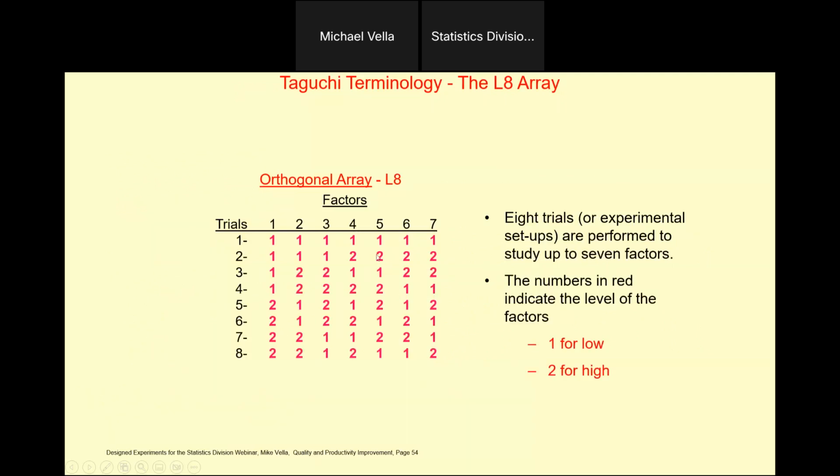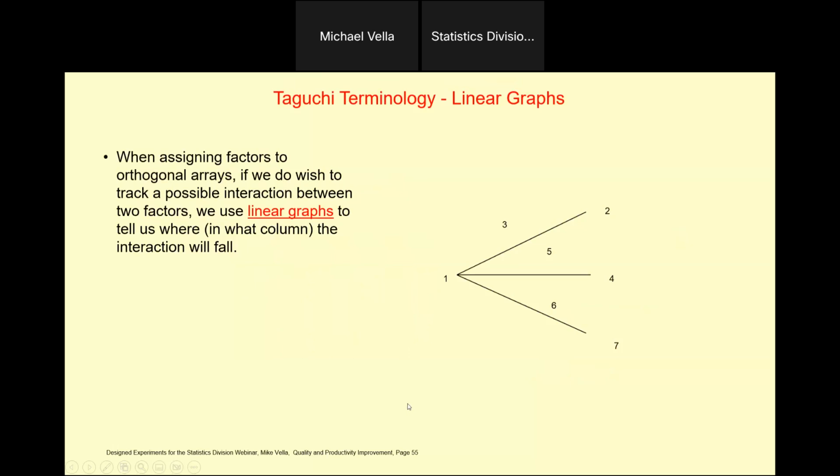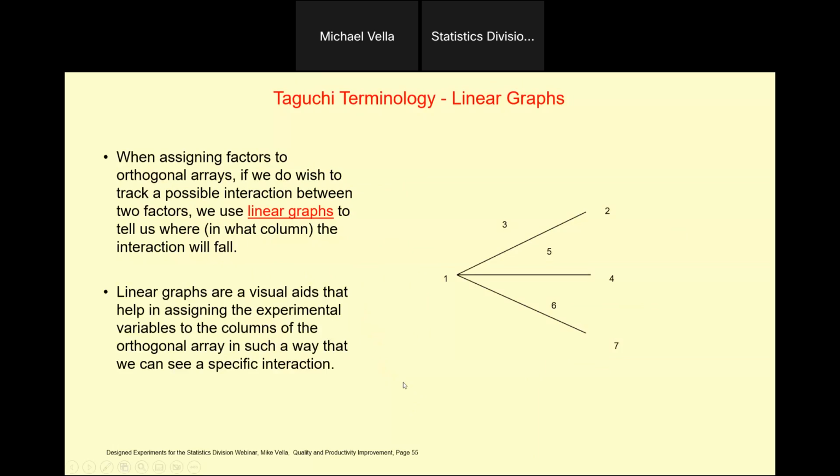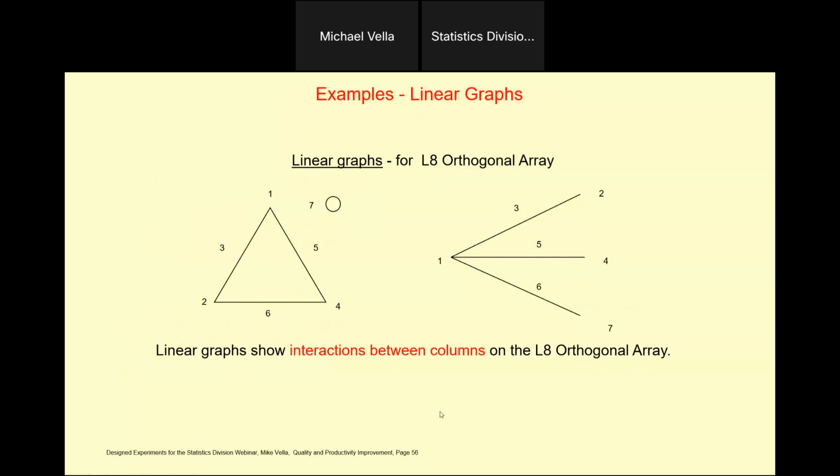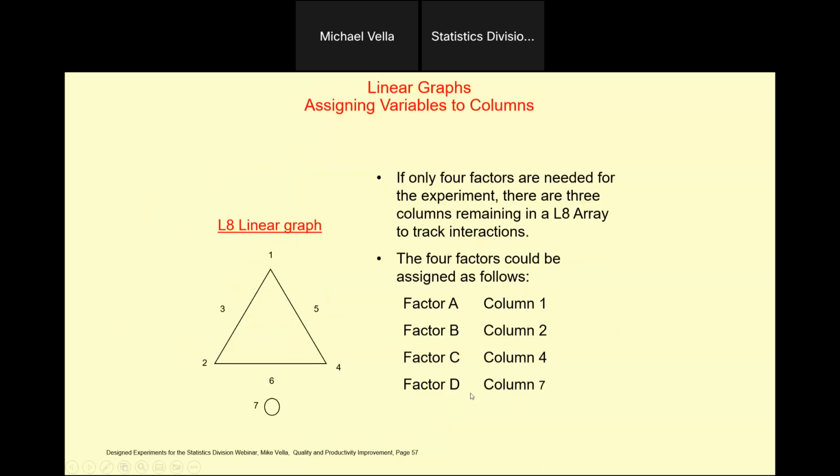And you can see the matrix is different than that full factorial, where in trial 1, it's 1 change between factor 1 and 2. In addition to that, Taguchi introduced these linear graphs, and these are provided. So when assigning factors to the orthogonal arrays, if we wish to track potential interactions, if the group thinks they are important, we use these linear graphs. Linear graphs are visual aids to help in assigning the experimental variables. For the L8, there are 2 types of linear graphs, one that looks sort of like a fishbone, another one like a triangle.